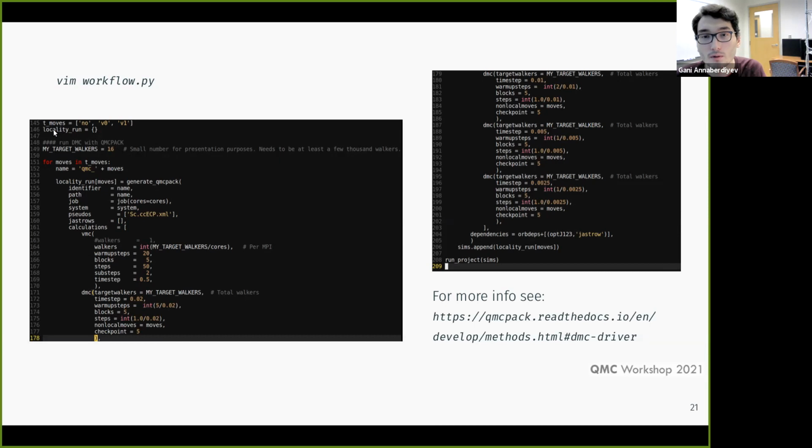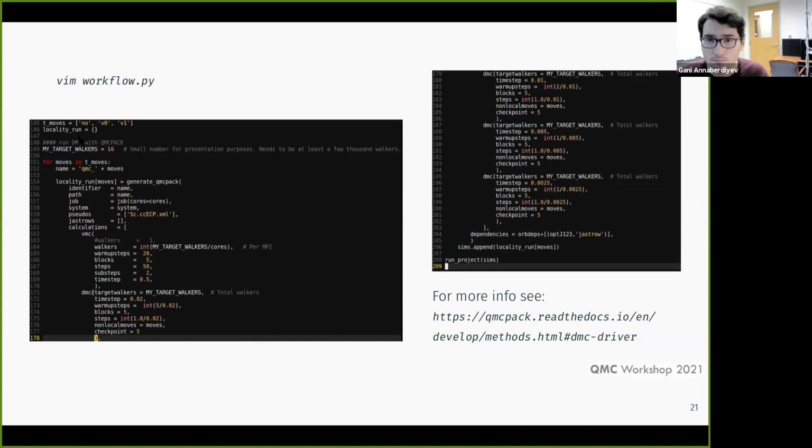So here on the top, you see the T moves, I have 3 options, which is no, V0, and V1. Here, no means don't use T moves, and that defaults to using the locality approximation. V0 is the initial work where T moves were introduced. This is the 2006 paper. V1 is the later version of T moves, where it was made sure that the algorithm is size consistent.